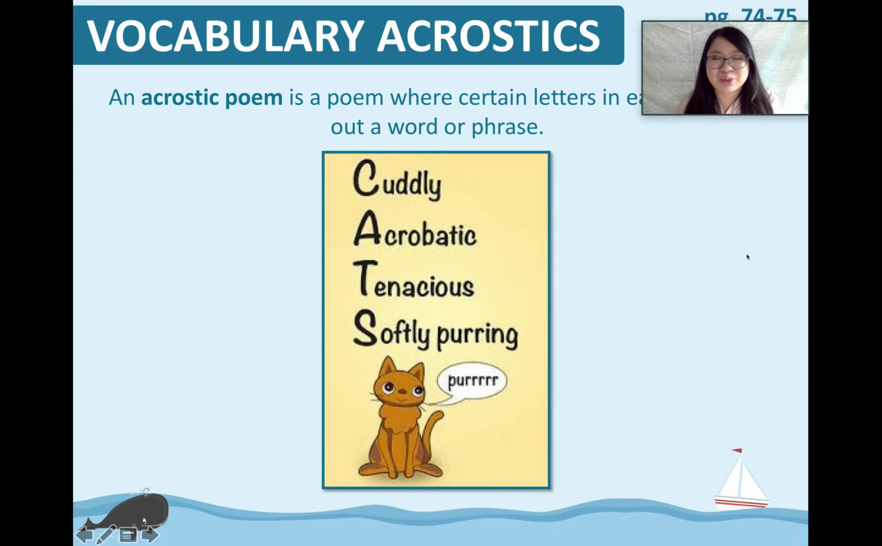So for example, we have an acrostic poem, CATS. C-A-T-S. First, we write the word vertically, and then for each letter, we write a new word to describe the vocabulary. Cats are cuddly. Cats are acrobatic. They are tenacious, and they like softly purring. So now we have practiced the spelling of the vocabulary word, and now we're thinking about what it means.